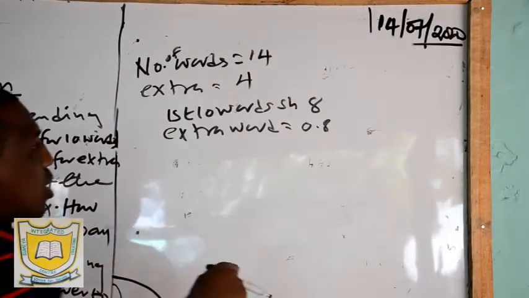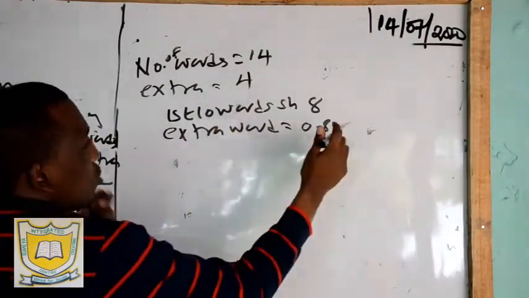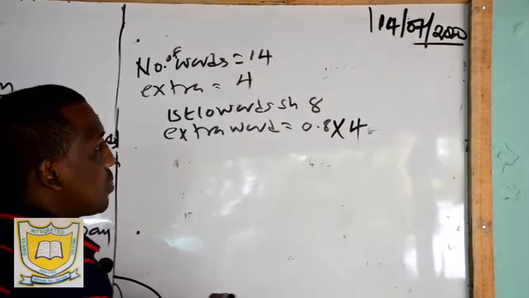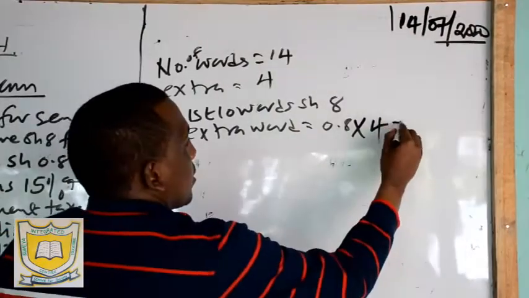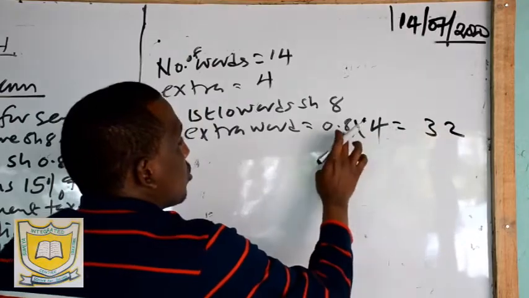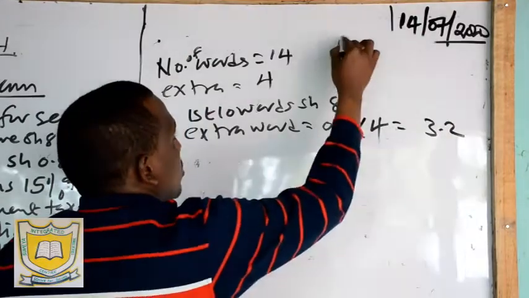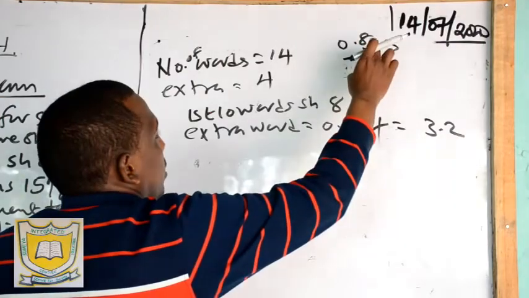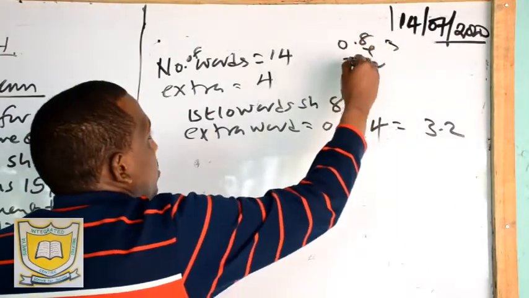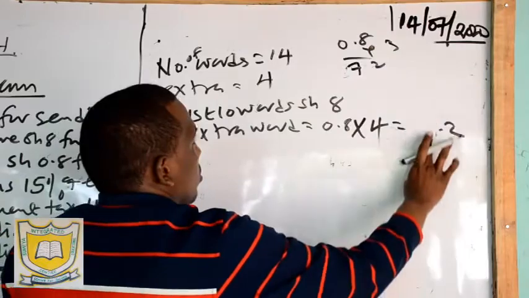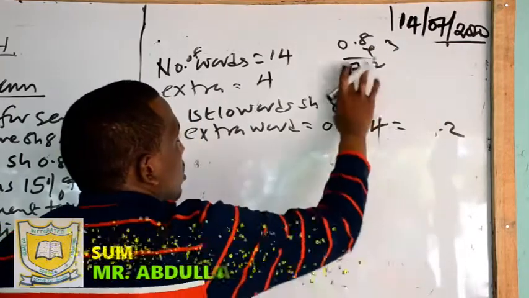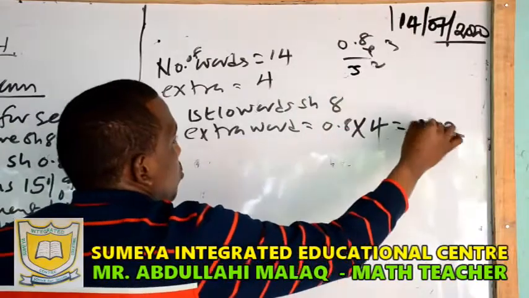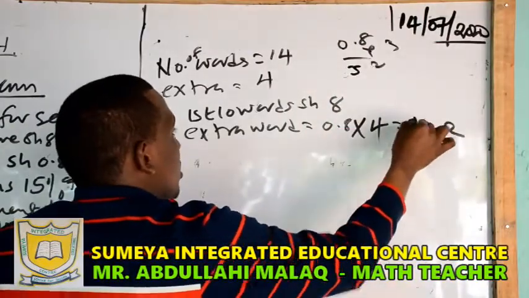So what we do now, extra words are 4. So we say 0.8 times 4. It will become 32, and the decimal point is 1, so 3.2. So it is 3.2 shillings.